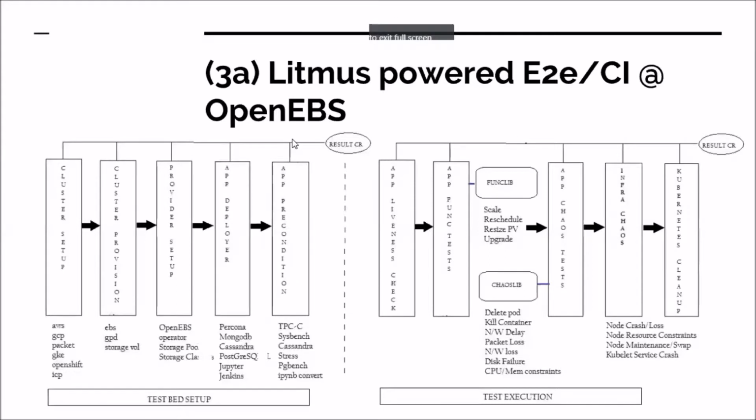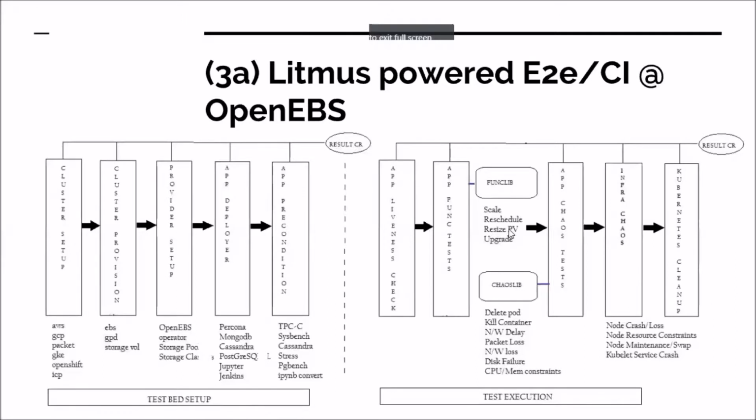Each of these litmus books is going to update a result CR to say whether it passed or it failed, and appropriately the CI is going to take action. The GitLab status are going to reflect the results. The next stage is about the execution stage, where all the app-specific liveness checks are going to be launched, followed by the functionality tests of the app.